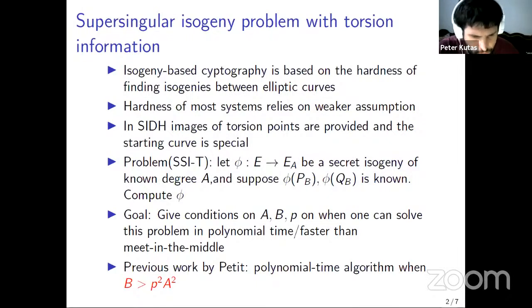And the problem is to compute the isogeny phi. Our main goal is to give certain conditions on A, B, and P, where P is the characteristic of the underlying field, on when we can solve this problem, either in polynomial time, or at least when can we be generic algorithms which don't use torsion points at all. There is a very important previous work in this direction by Petit from 2017 AsiaCrypt, which provides a polynomial time algorithm for this problem whenever B is bigger than P squared A squared.